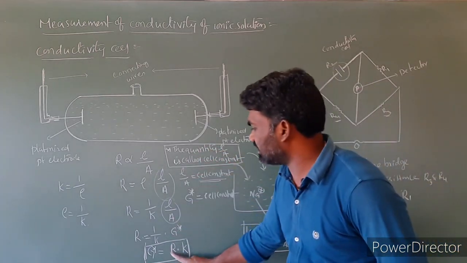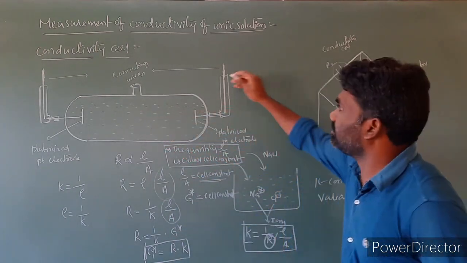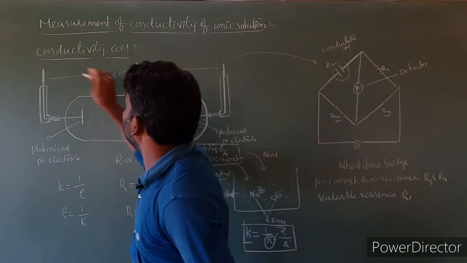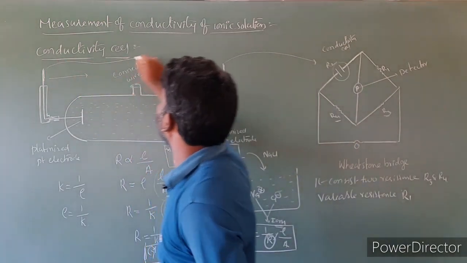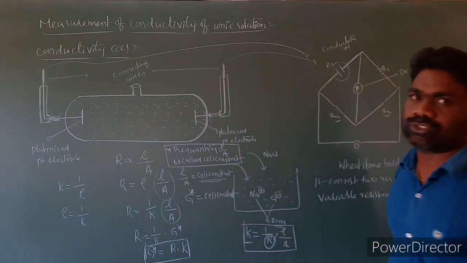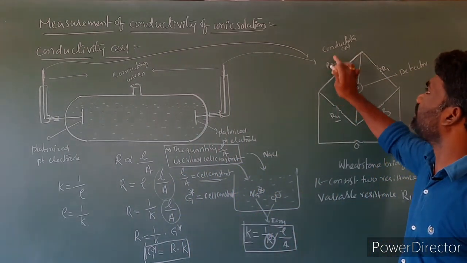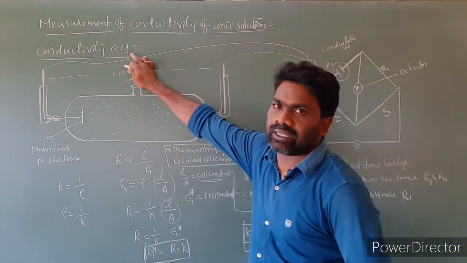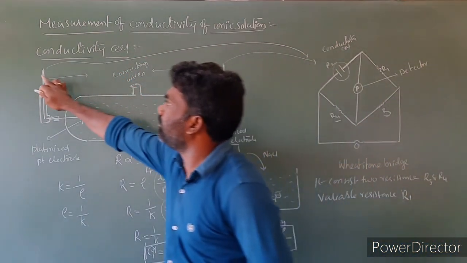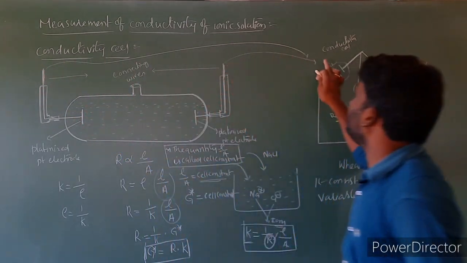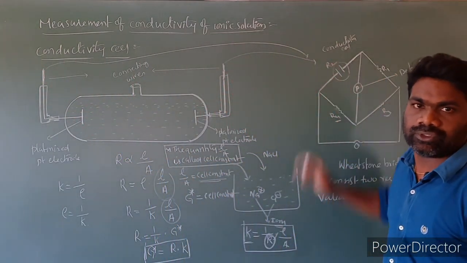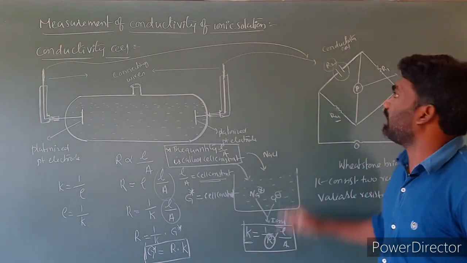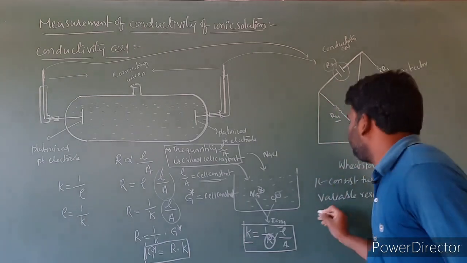We have to find out the resistance of this conductivity cell. So what we have to do is connect this to the Wheatstone bridge. This is the connecting wire. So R2 is the resistance of the conductivity cell. We are finding the resistance of the solution by using a conductivity cell. These platinum electrodes we have to connect to the Wheatstone bridge.